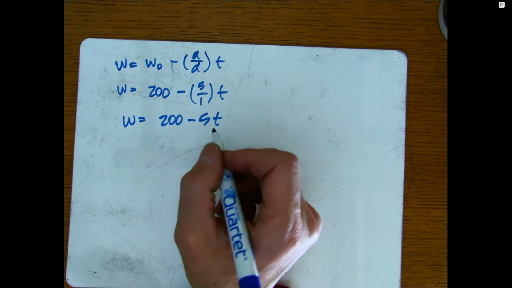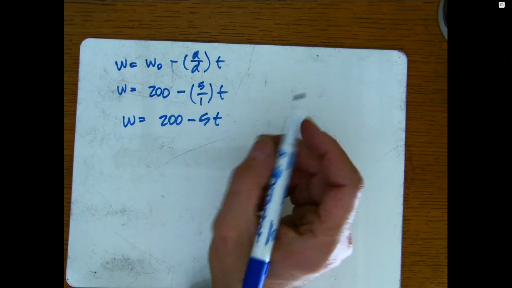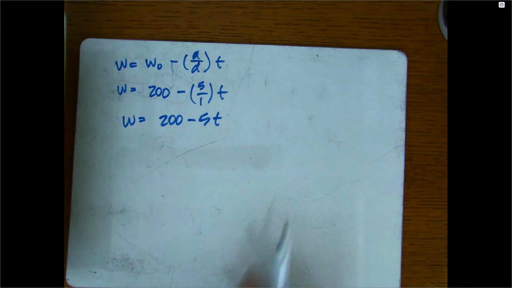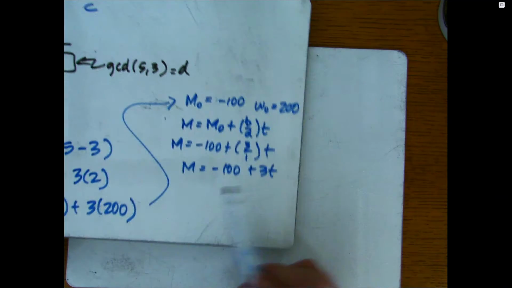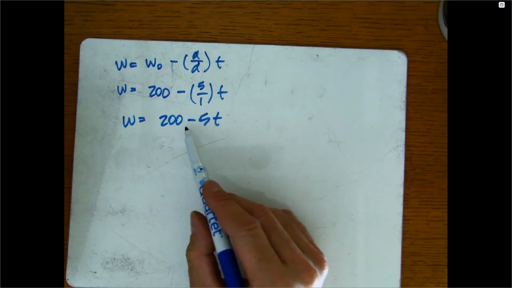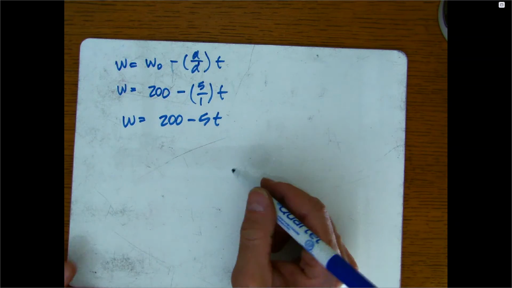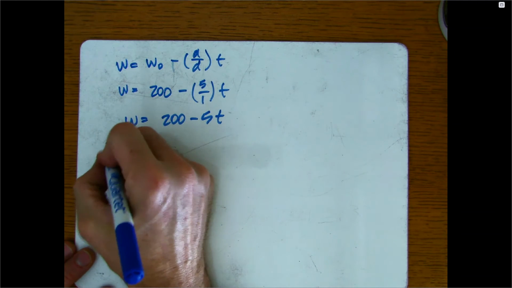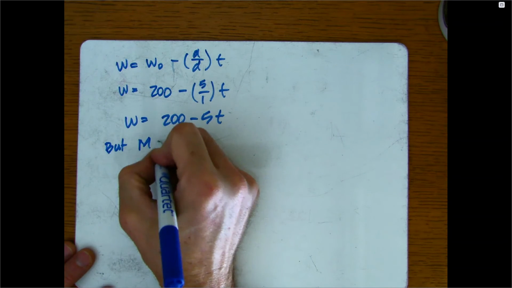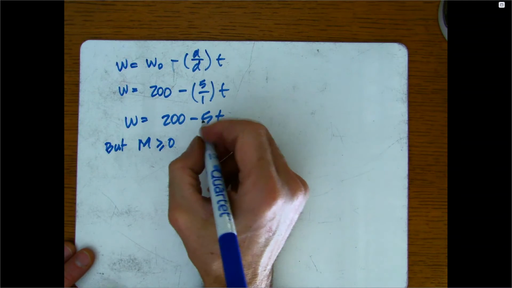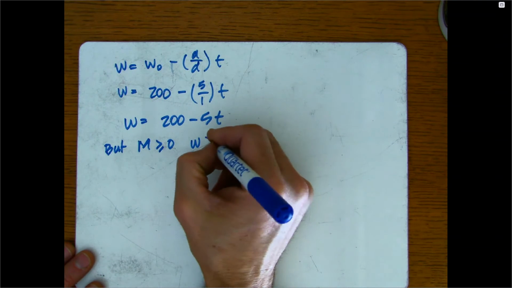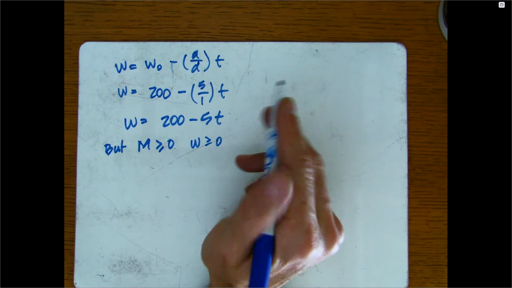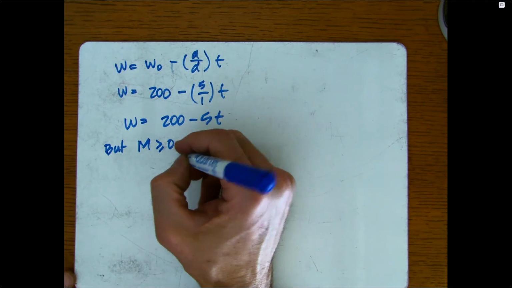And it kind of appears that we've got a solution now, but in this particular context, there's some more restrictions. I don't know if you noticed, but we've got these two solutions, right? We've got m is negative 100 plus 3t and w is 200 minus 5t, but we've got some constraints. We know that m has to be greater than or equal to 0, and we know that w has to be greater than or equal to 0. We could also say they have to be less than or equal to 100, but I think that'll come out in the wash here. Let's start with the first case.